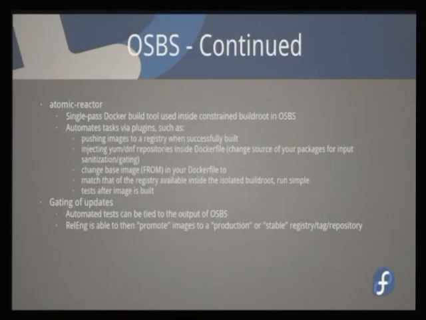So, Atomic Reactor. Inside of that build root that I talked about, there's a component called Atomic Reactor. It's a single pass build tool. It does all sorts of really cool stuff. It's got a pile of plugins. We wrote some of our own. And this is what allows us to tie this directly into the rest of our environment. We're also able to gate updates. So again, we can promote images when it comes time.